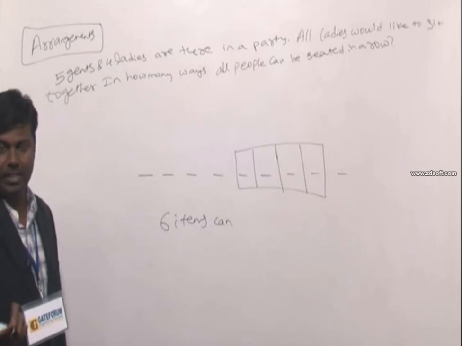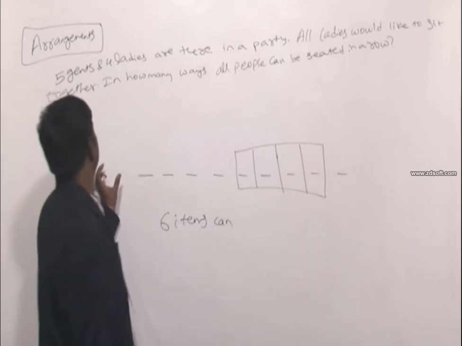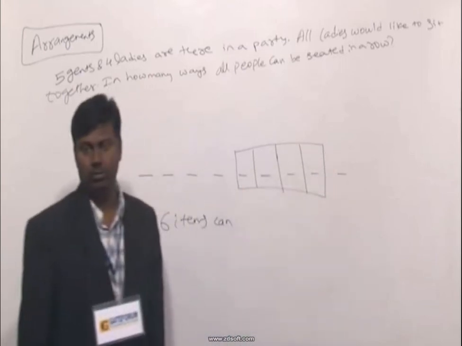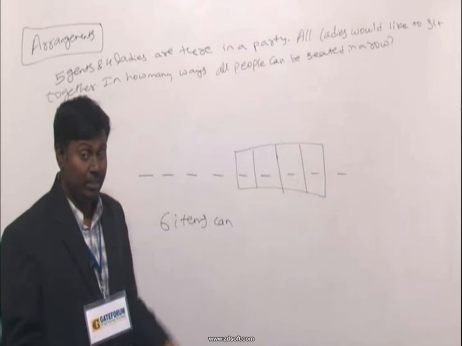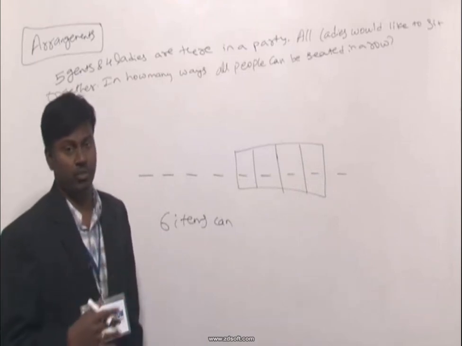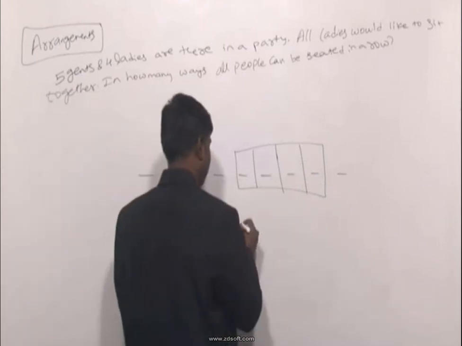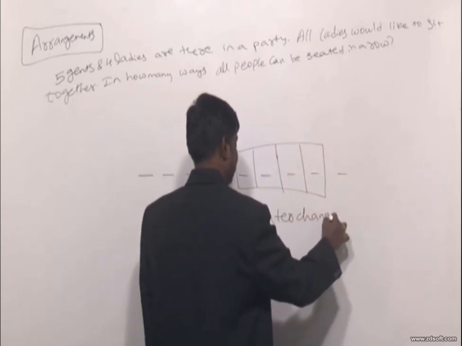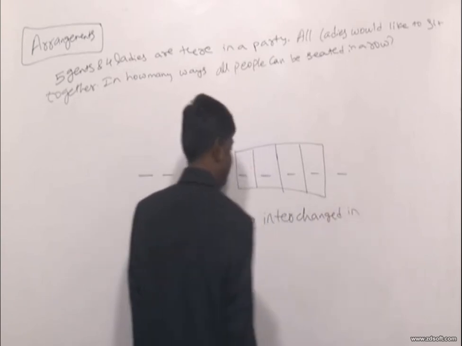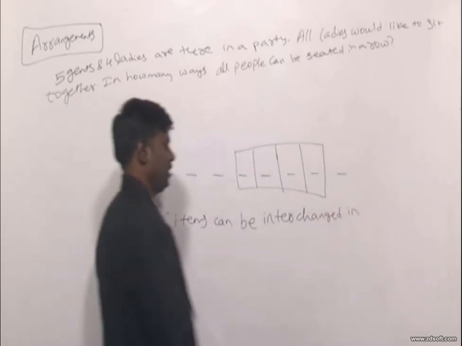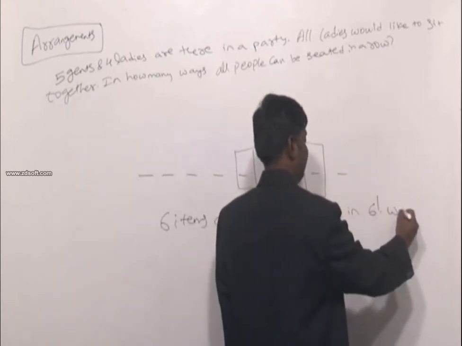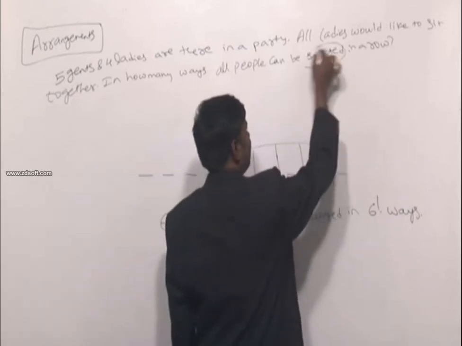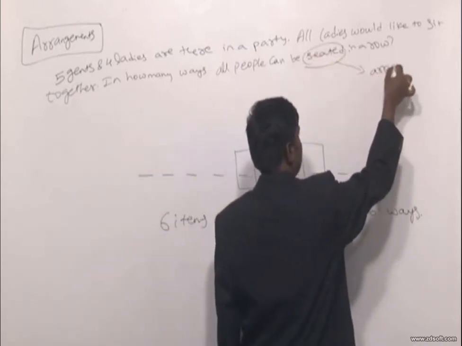You consider only one combination. Let us say gents sit on chairs, ladies sit in sofa. Now you interchange chairs with sofas. So 6 items can be interchanged in 6 factorial ways. By the way, whenever you come across seated, you can also get clue that it is arrangement.